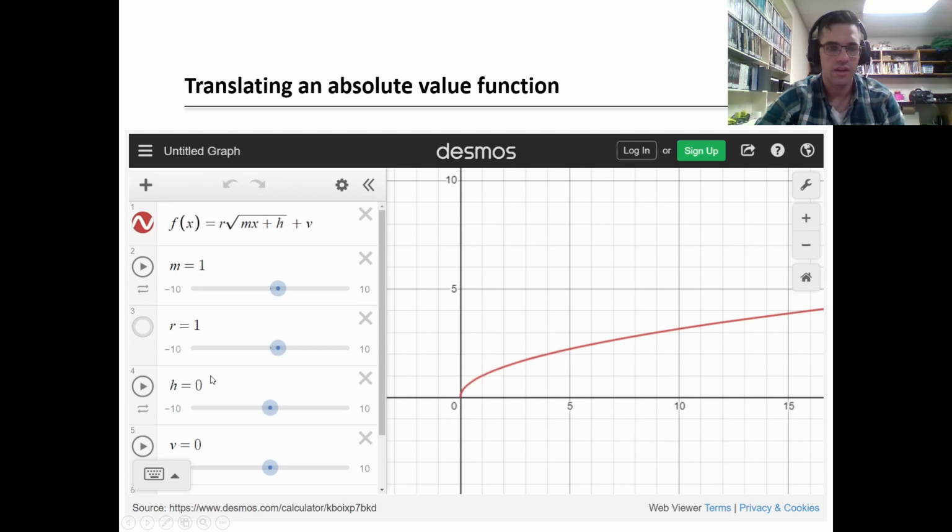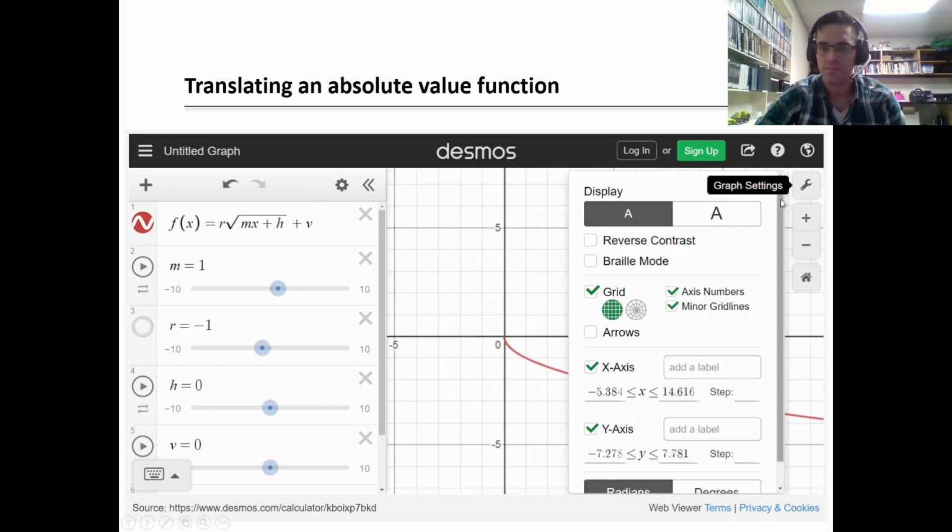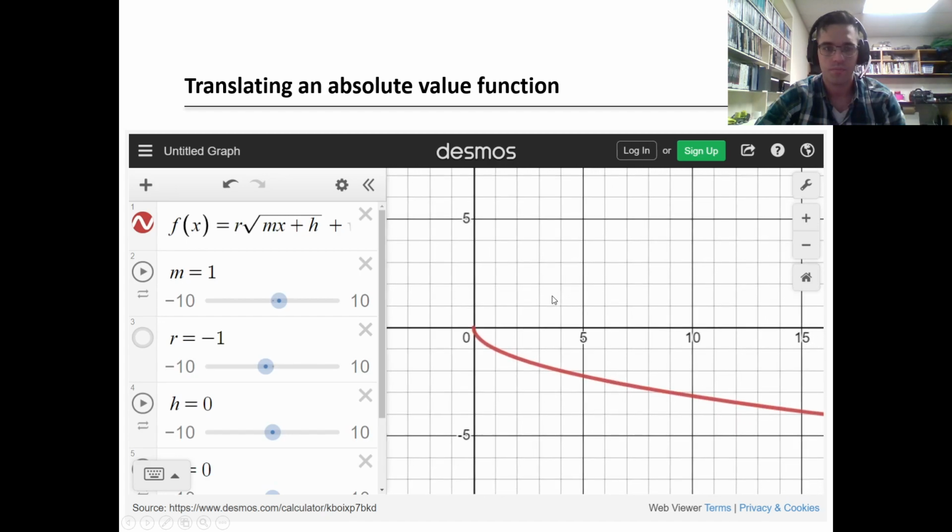So let's take a look at that right now. If r here is positive and greater than 1, we're going to have a vertical stretch. If it's between 0 and 1, it's going to be a vertical compression. As soon as it becomes negative, now we reflect it over the x-axis. And then if it's less than -1, it's going to be a vertical stretch again. It's going to stretch that out.